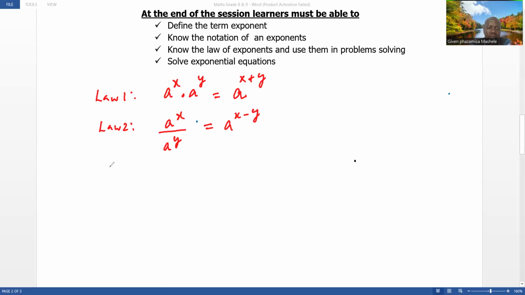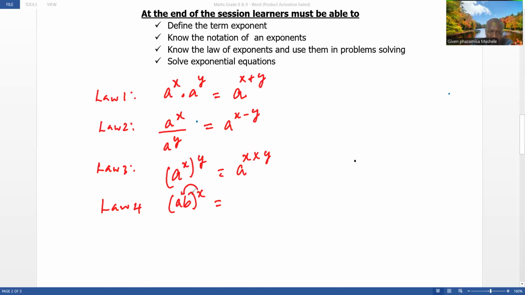And law 3, one base with multiple exponents, what do we do? We take the base and we multiply the exponents. Okay, law 4, multiple bases with the same exponent, what do we do? You apply the exponent on each base. So it's a to the exponent of x times b to the exponent of x. Then law 5, any number to the exponent of 0 is 1.